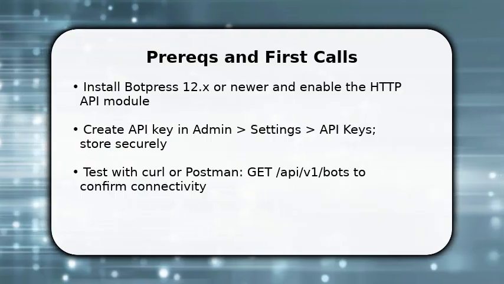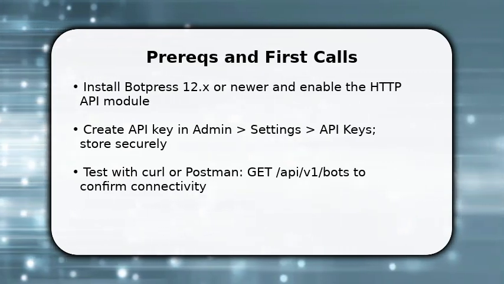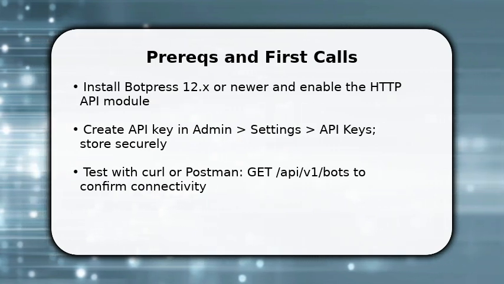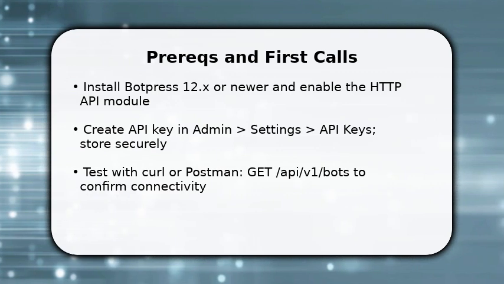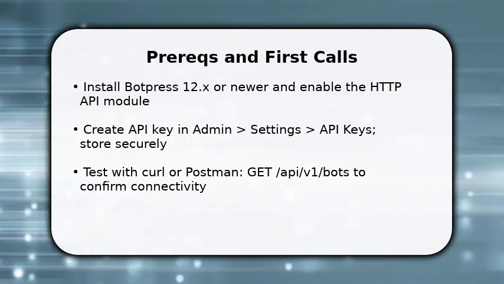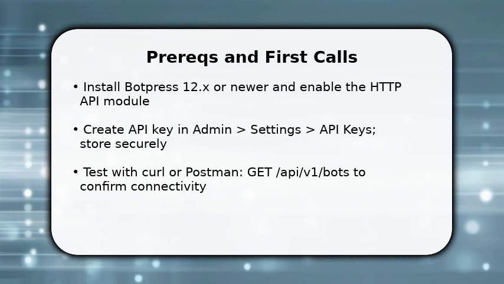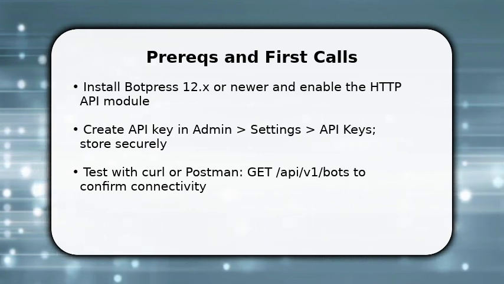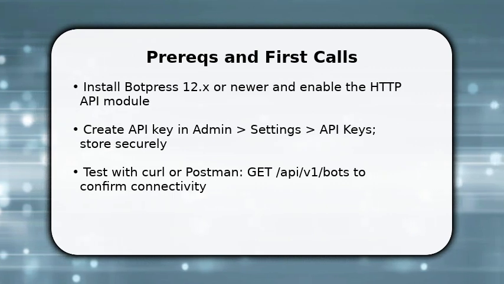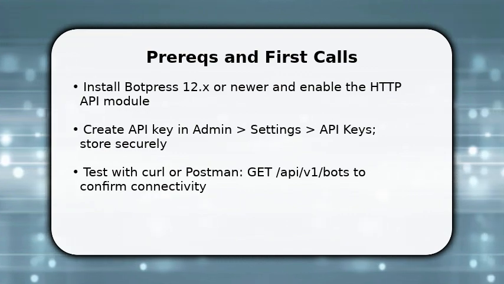You start by confirming the essential prerequisites: Botpress 12 Plus running, API module enabled, and an API key created. Then make the first actionable call. Use curl or Postman to GET /API/v1/bots with your key and authorization header. This proves connectivity and permissions. Once done, note the response shape so you know which endpoints to call next. Make sure to run calls from a machine that can reach the Botpress server and log raw responses.